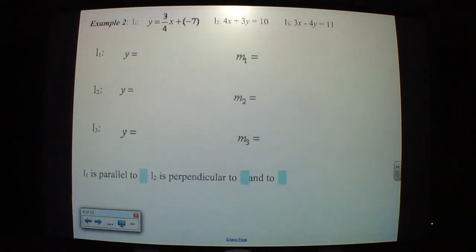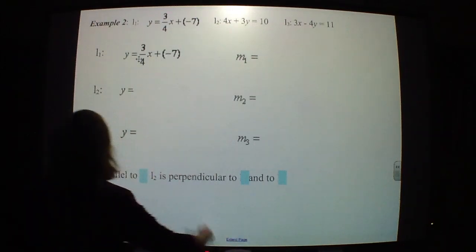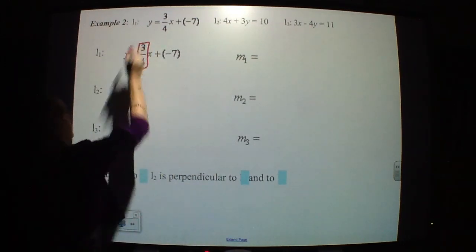I have 3 lines there, L sub 1, L sub 2, and L sub 3. I want you to tell me if these lines are parallel to each other, or perpendicular to each other, or neither. So the easiest way to do that is put each of the lines in y is equal to mx plus b form, and then you can easily see what the slope is. First one is already in that form. So there's my slope.